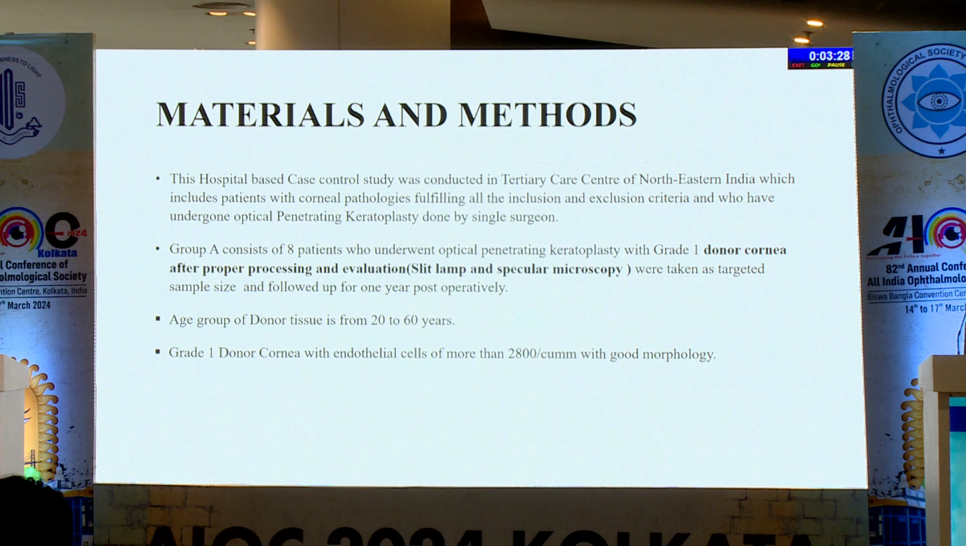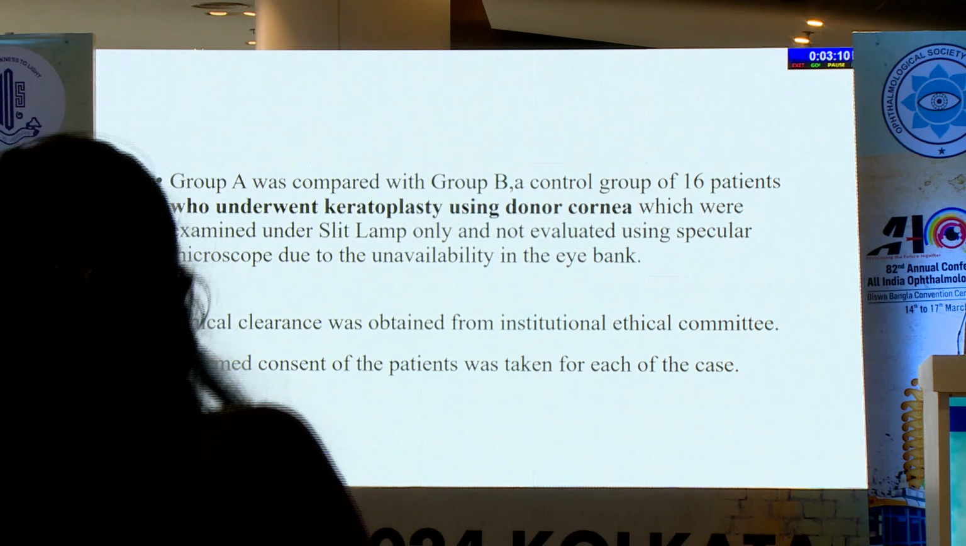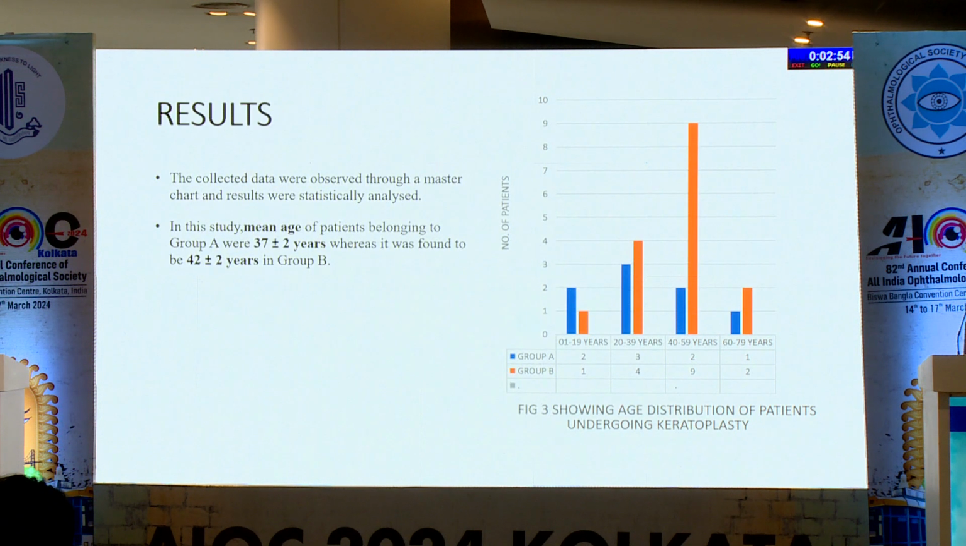So there were two groups. Group A consisted of 8 patients who underwent optical penetrating keratoplasty with grade 1 donor cornea, which were evaluated with slit lamp and specular microscopy. They were taken as the targeted sample and were followed up for 1 year post-operatively, and this was compared with group B, a control group of 16 patients who underwent keratoplasty using donor cornea examined under slit lamp only, because there was no availability of a specular microscope during that time. Ethical clearance was obtained from the Institutional Ethical Committee and informed consent was taken from the patients in each case. So coming to the results, the collected data were observed through a master chart and statistically analyzed.